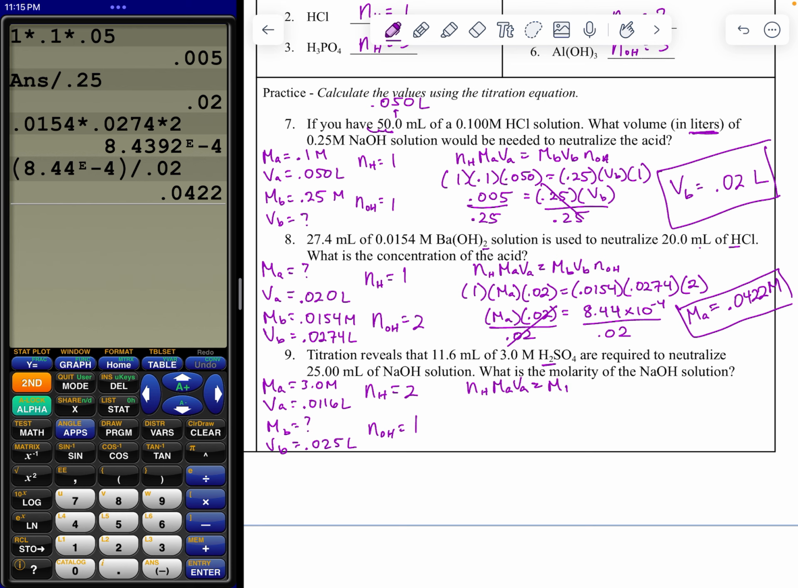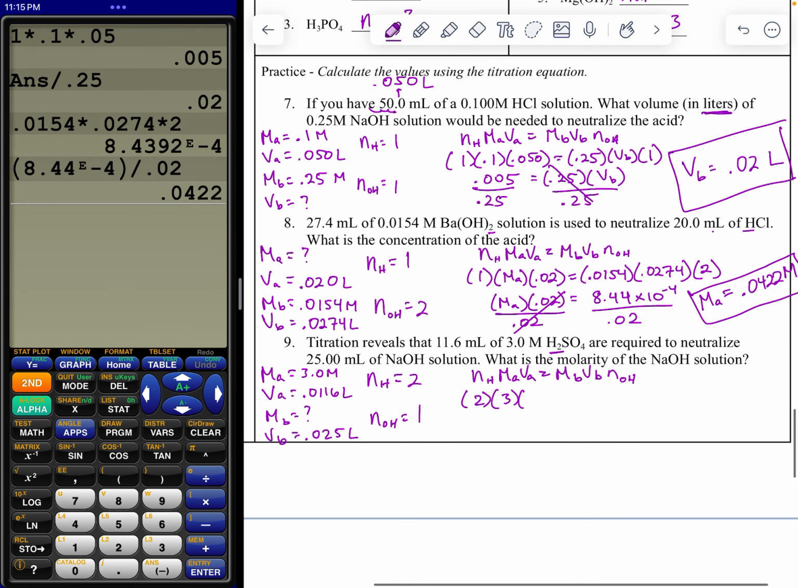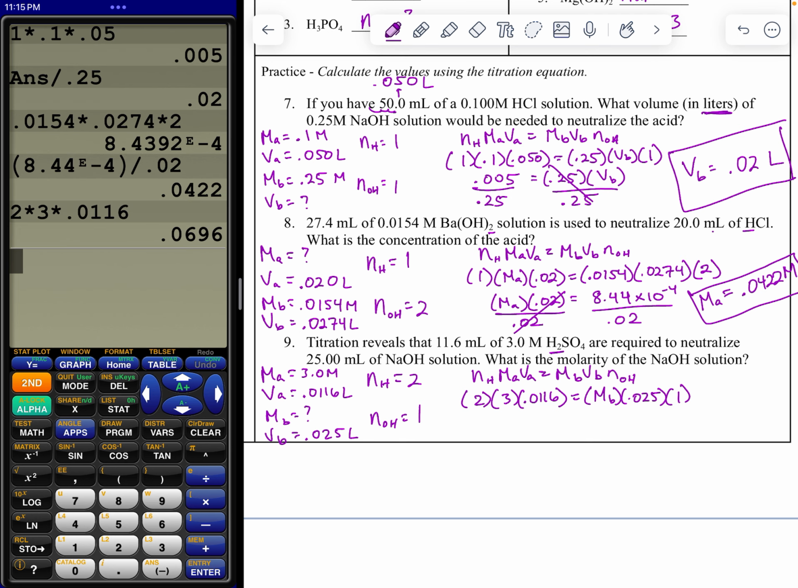NA MAVA equals MBVB NB. We have 2. We know that molarity, that is 3. Volume of the acid, 0.0116 equals, we do not know the molarity of the base here that we are neutralizing. The volume of the base we know is 0.025 and 1. All right, so this side, 2 times 3 times 0.0116.